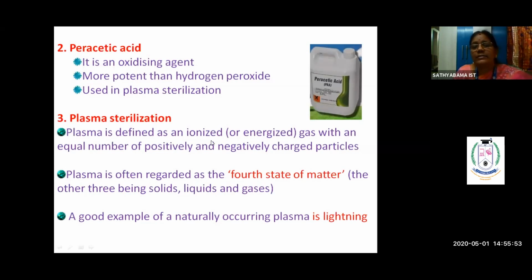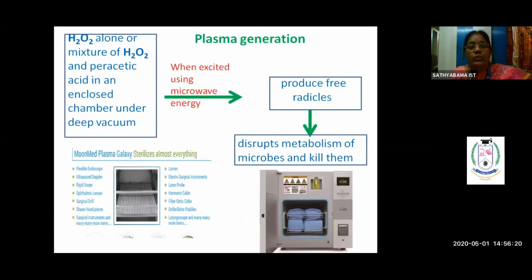Plasma is defined as an ionized or energized gas with an equal number of positive and negative charges. A good example of naturally occurring plasma is lightning that happens during rain with thunder. That's an example of the natural plasma that exists. And how do we create this plasma? Because it has a high penetrating power, it is used as a disinfecting agent in hospitals. For example, hydrogen peroxide alone or in combination with peracetic acid, when taken in an enclosed chamber under deep vacuum and excited using microwave energy, generates plasma, that is the gas with an equal number of electrons and protons. These free radicals disrupt the metabolism of the microbes, and that's how they kill them.